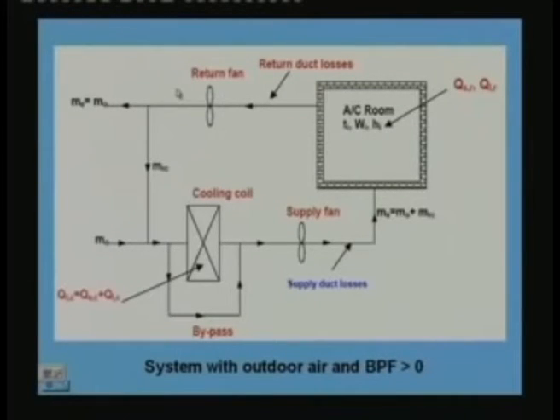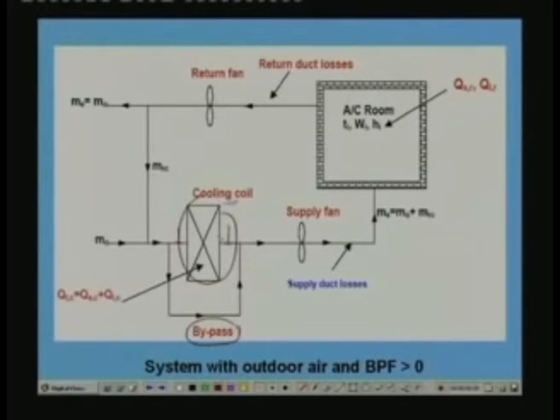So having a finite bypass factor of the cooling coil is equivalent to saying that some amount of air comes in perfect contact with the cooling coil, and this amount of air is completely bypassing the cooling coil. Ultimately the mixed condition you get here is a result of the air which is completely bypassing, and the amount of air that is in contact with the cooling coil. Again, if you apply the mixing rule, then you can find out the mixed condition. So this is a system with bypass factor greater than 0.